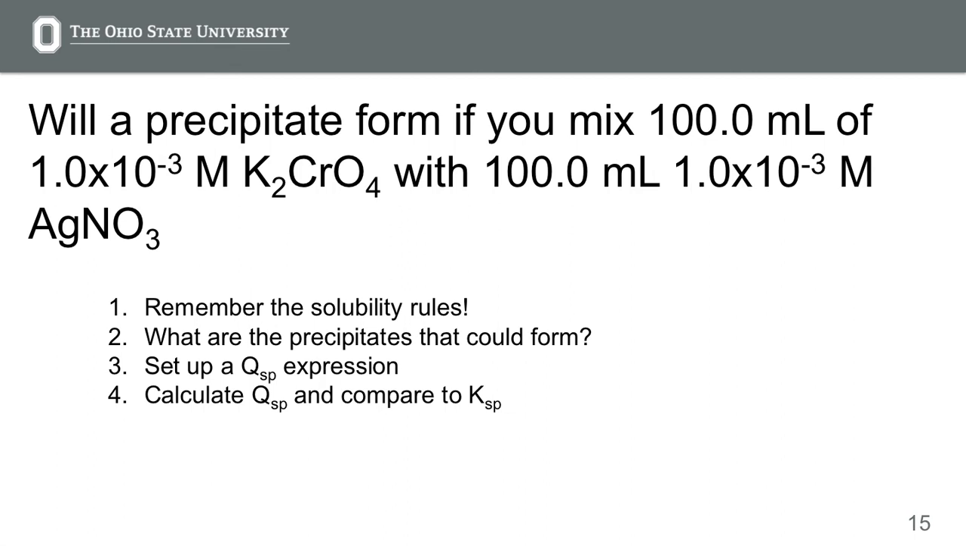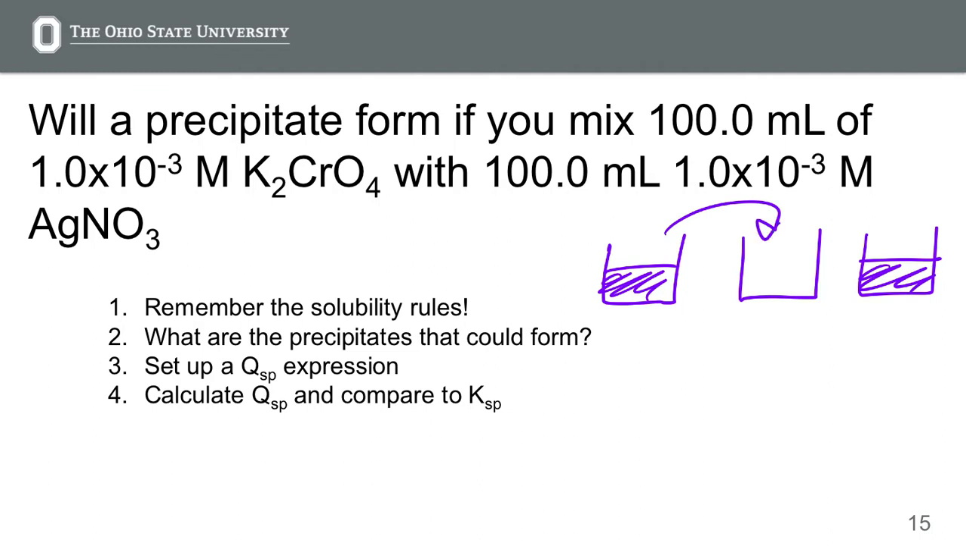So let's imagine mixing two solutions, 100 milliliters of a potassium chromate solution and 100 milliliters of a silver nitrate solution. Both of these go into a new beaker, total volume now of 200 mL. So thinking about that means we're going to have a dilution equation problem here soon. When we're asking does a precipitate form, again, we're just asking is the equilibrium reactant favored or product favored?